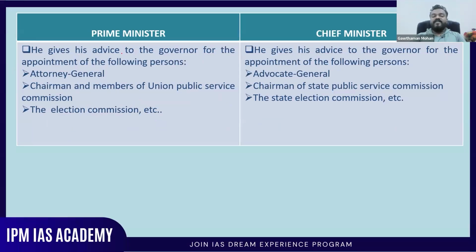And the Prime Minister gives his advice to the President for the appointment of the following persons. One, the Attorney General of India, then the Chairman and members of the Union Public Service Commission, the Election Commission, etc. Many other important positions are appointed based on the advice given by the Prime Minister and the Council of Ministers. And in the state, you can see that the Advocate General, the Chairman of the State Public Service Commission, the State Election Commission, etc. are appointed on the advice of the Chief Minister to the Governor.